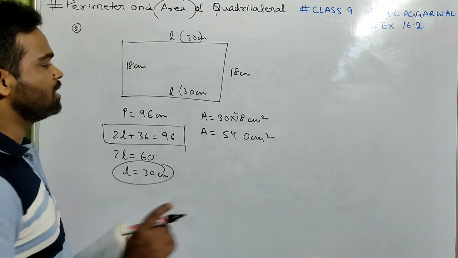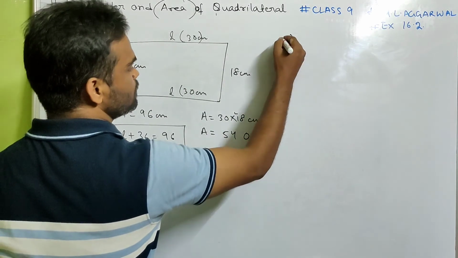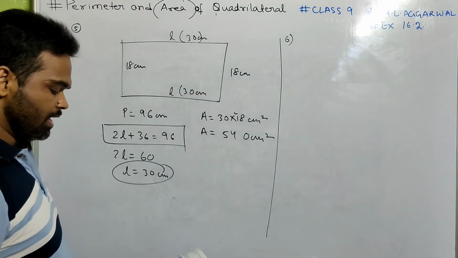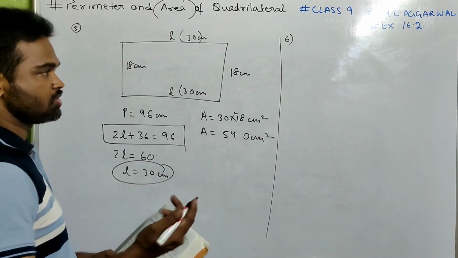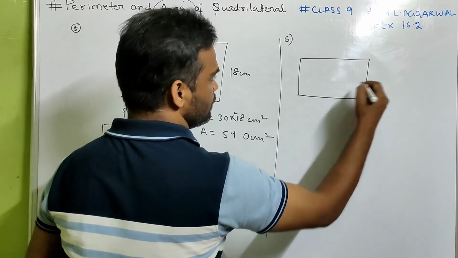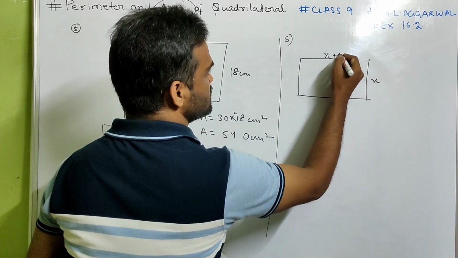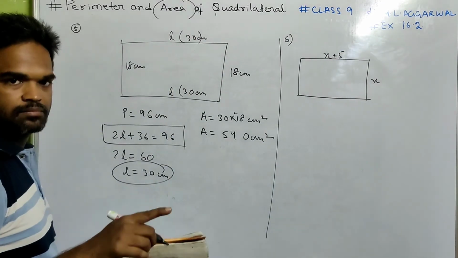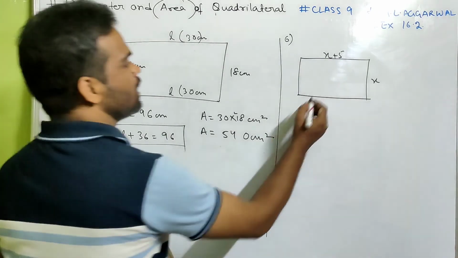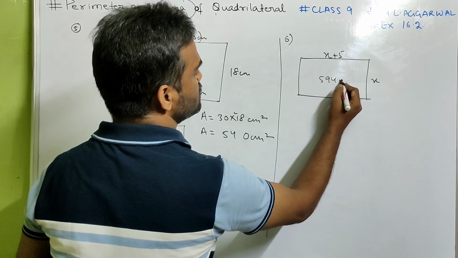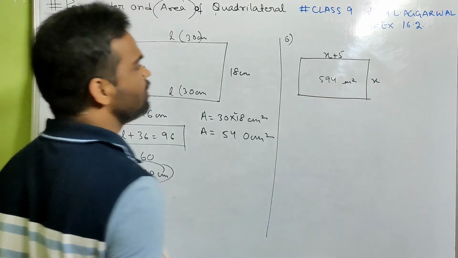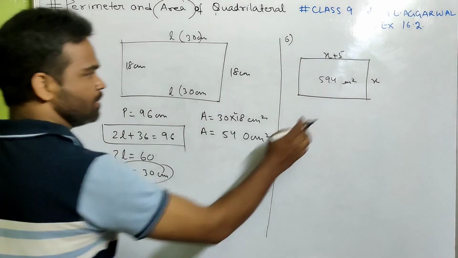Now let us look at number 6 over here only. There's enough space. Let us look number 6. The length of the rectangular hall is 5 meter more than its breadth. So the length is 5 meter more than the breadth. So breadth is x. This is x plus 5. No doubt. The length is 5 meter more. If the area of the hall is 594, area is given as 594 meter square. Find the perimeter. Very simple.